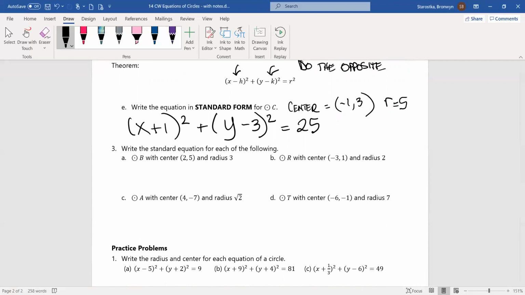All right, so we want to write the standard equation for each of the following. Circle B has a center of 2, 5, and a radius of 3. So here we go. X opposite 2 plus y opposite 5 equals 3 squared, 9.